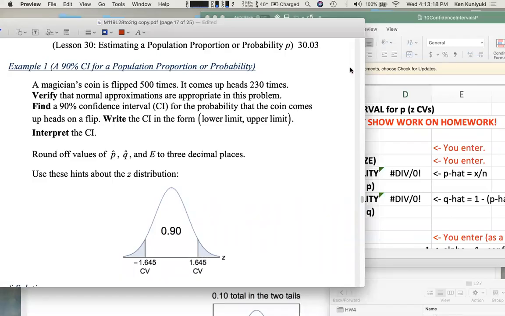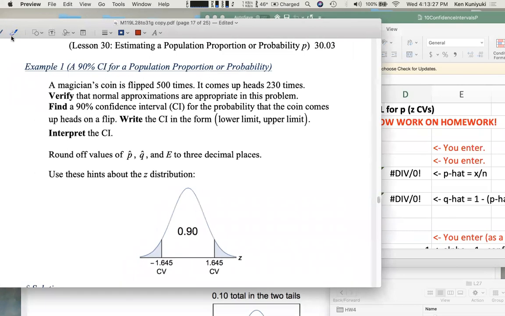All right, folks, let's get to it. We are going to construct, in this case, a 90% confidence interval for a population proportion or probability P.